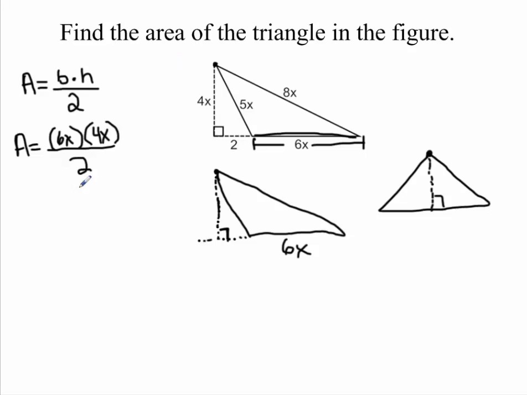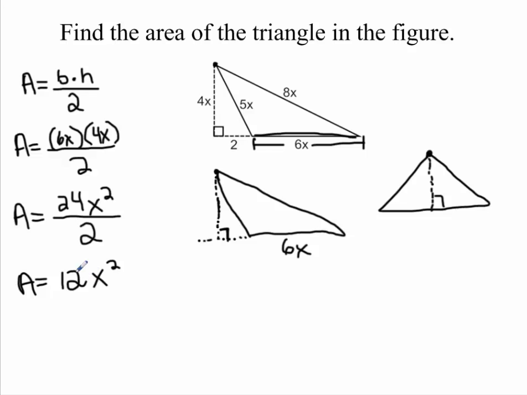And if I want to find the area, notice we don't know the value of x, so our answer is going to be an expression. So I say A equals, and I'm going to multiply the values in the numerator. 6 times 4, we get 24. x times x, I get x squared. And then that result is divided by 2. And then I could take it one step further and say 24 divided by 2 simplifies to just 12. And then we have the x squared term. So our area is 12x squared.